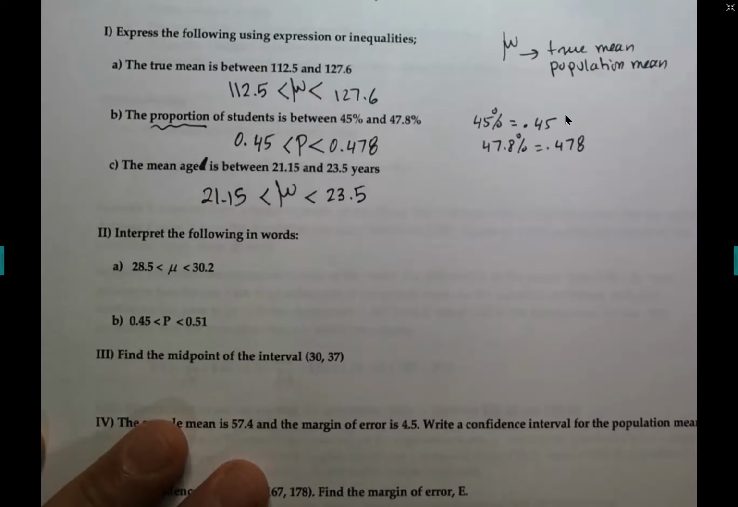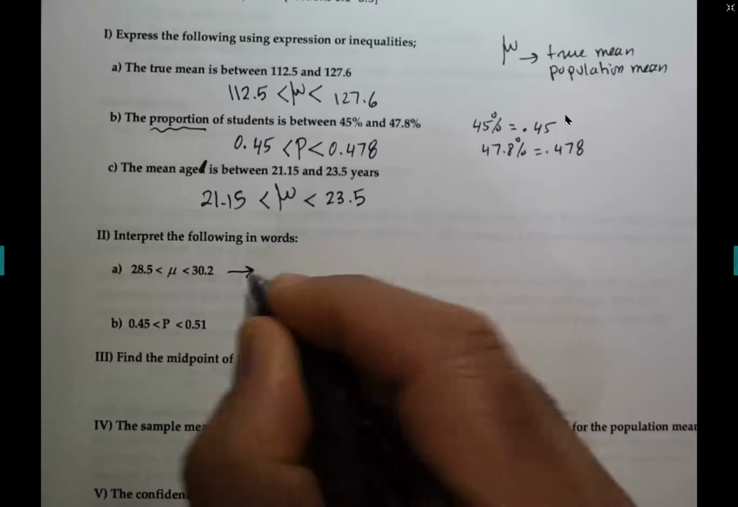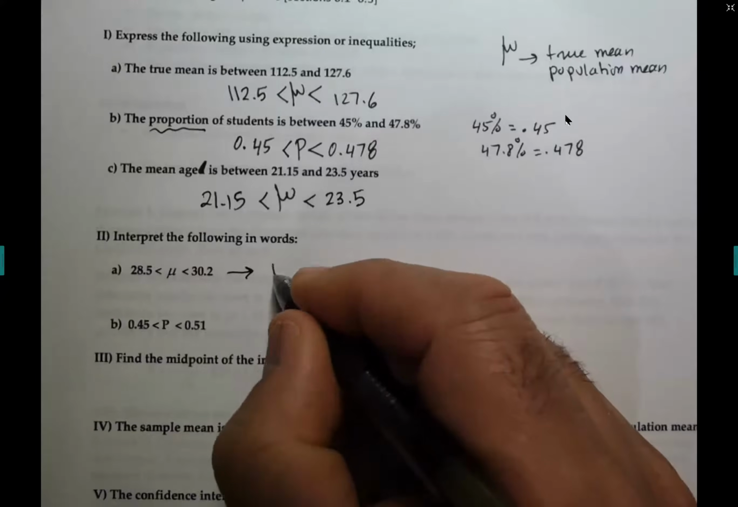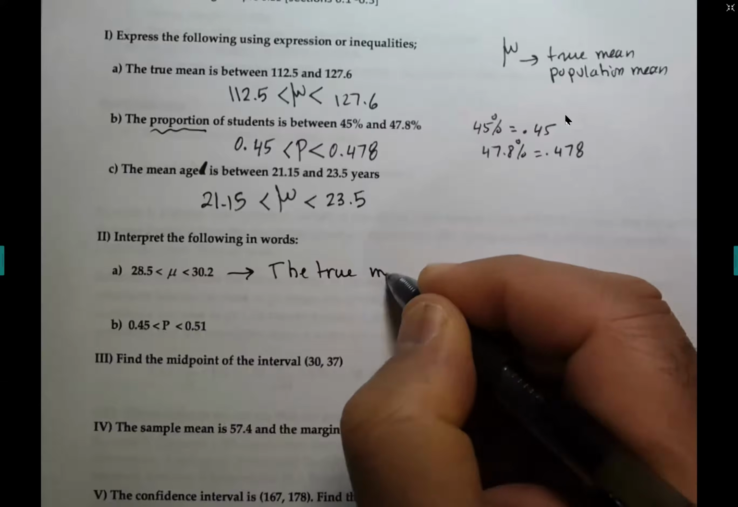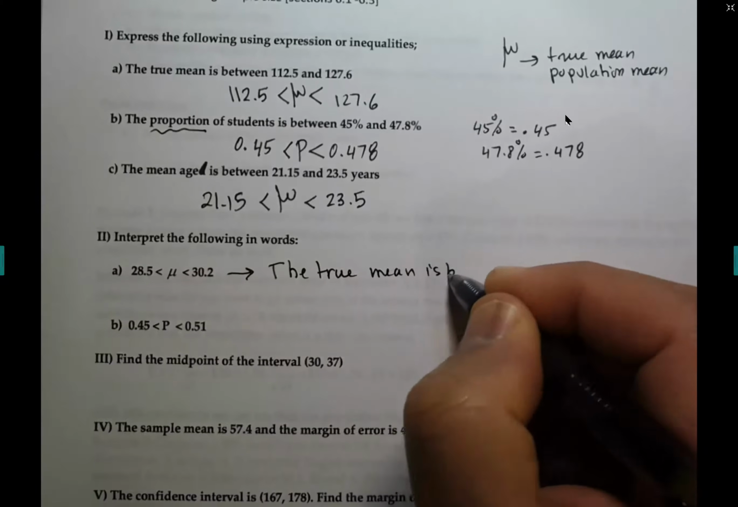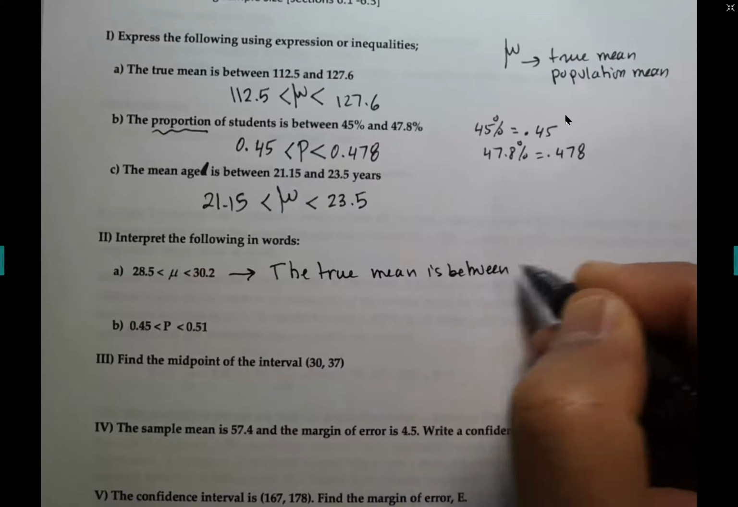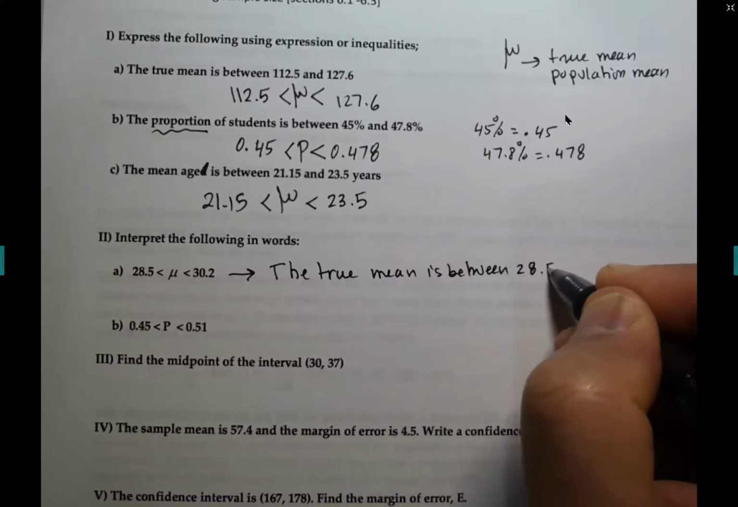Okay, guys, your turn now. Can you help me with this? Interpret the following in words. How would you read this in words, guys? So what would you say? The mean is between 28. True mean, yes. Or the mean, yeah, that's fine. The true mean is between 28.5 and 30.2.